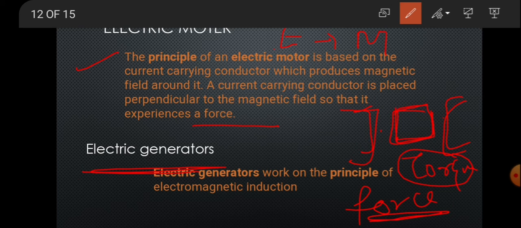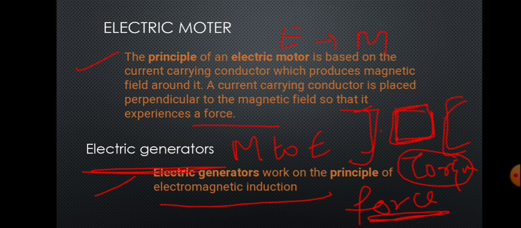Second is the electrical generator. What is an electrical generator? It converts mechanical energy to electrical energy, and its principle is based upon electromagnetic induction. What is electromagnetic induction? Electromagnetic induction is the property of a coil by virtue of which current is induced in the coil if there is variation of magnetic field, as done in the previous slide.